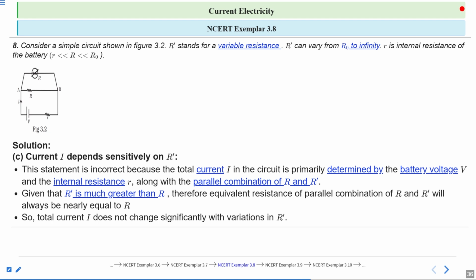But the current through the particular branch will change. As in B option, the currents through the two parallel branches, one through R dash, one through R, will change significantly when we change the value of R dash. But total current will not change significantly when we change the value of R dash.